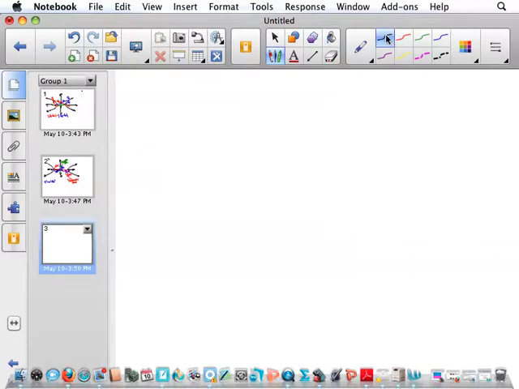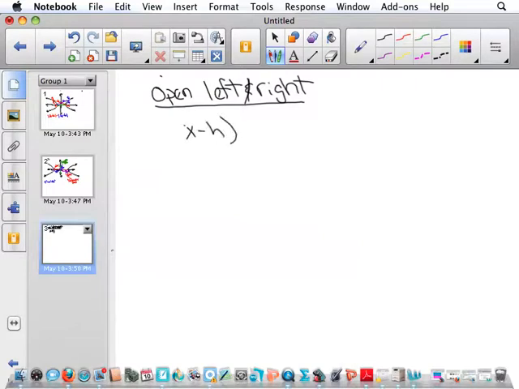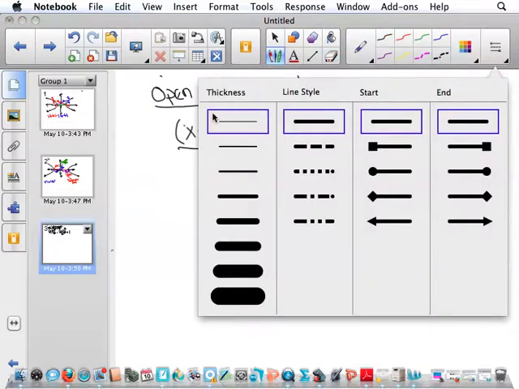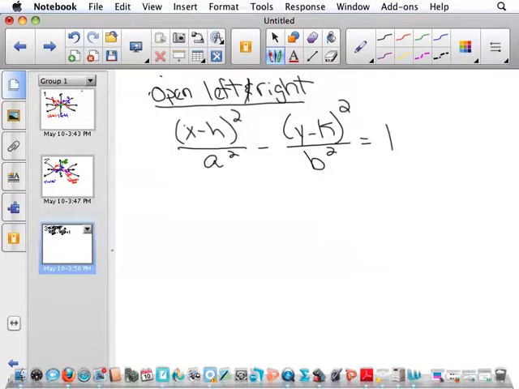The standard form of the equation of a hyperbola that opens left and right is (x minus h) squared over a squared minus (y minus k) squared over b squared equals 1. This is an a squared.